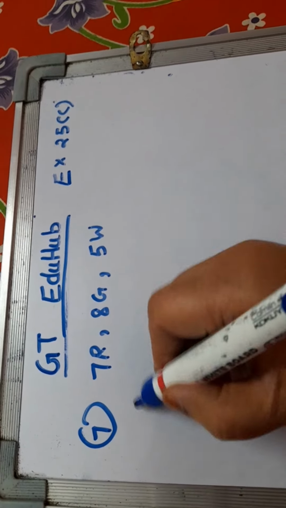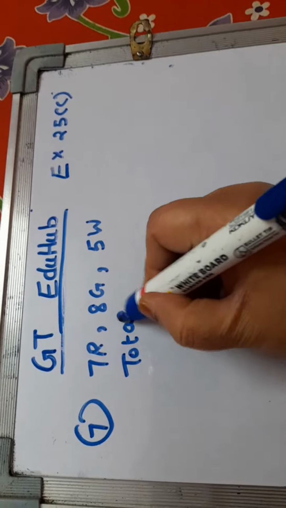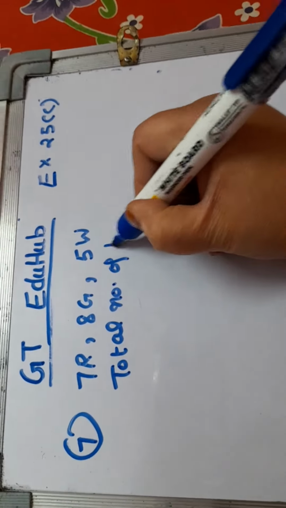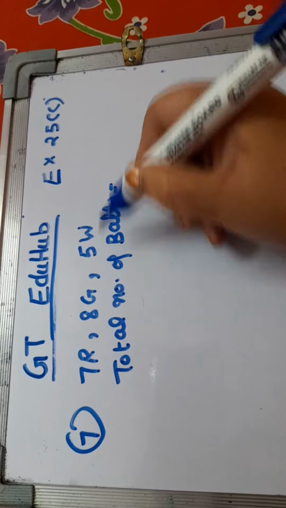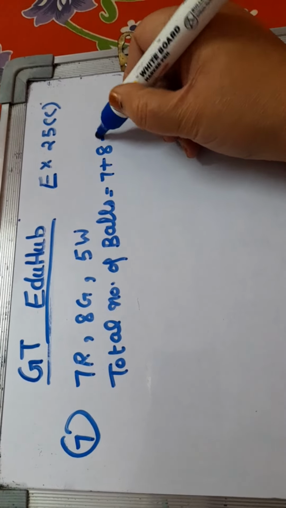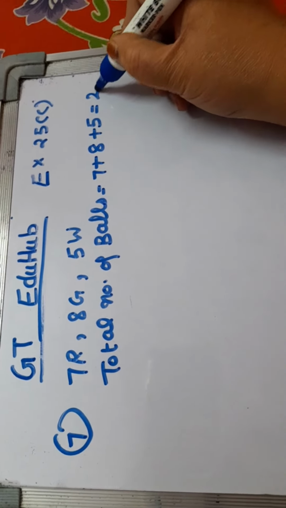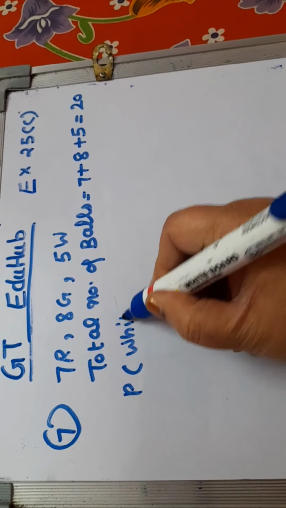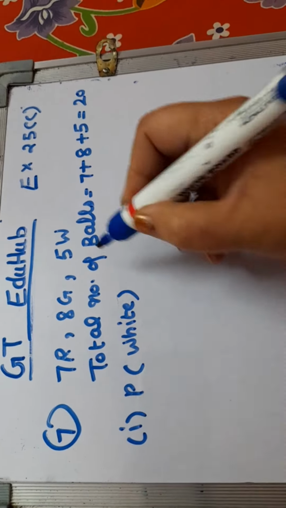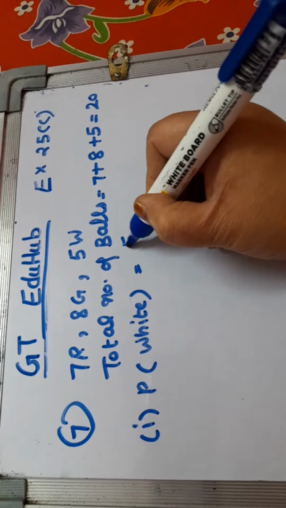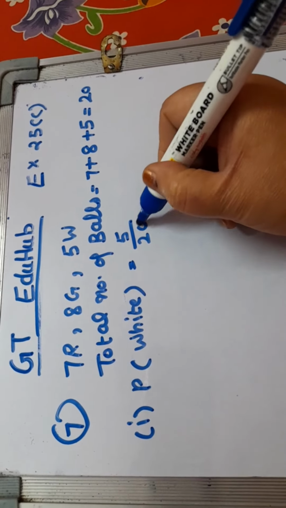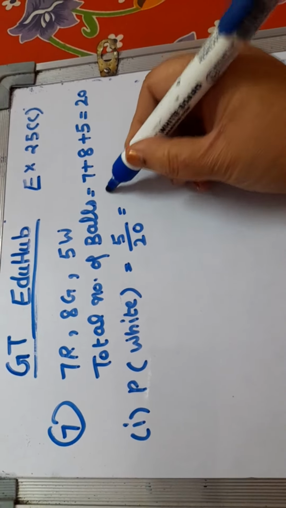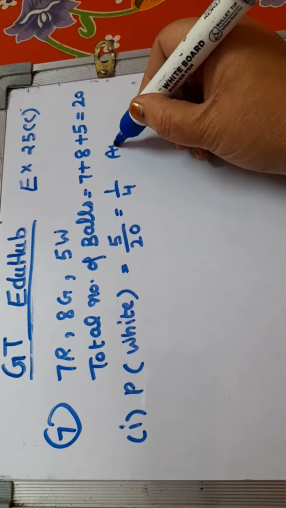So first of all, total number of balls. Total number of balls will be 7 plus 8 plus 5, which is 20 balls. Now we will find the probability of a white ball. White balls are 5 in number, total balls are 20. So probability will be 5 upon 20, that is 1/4.